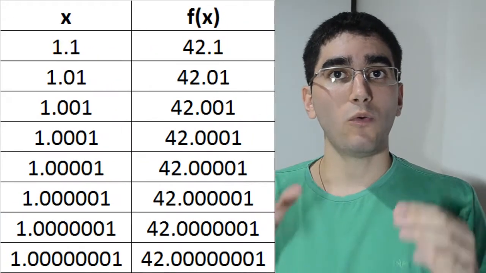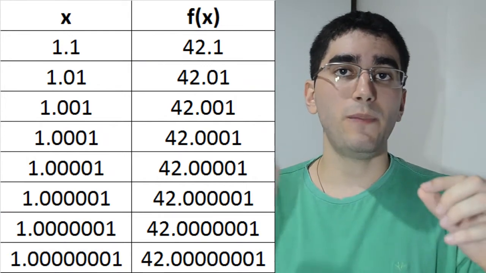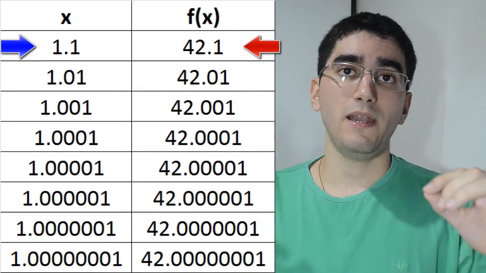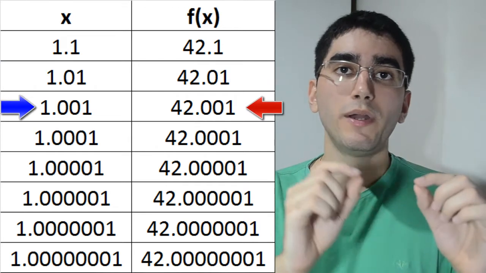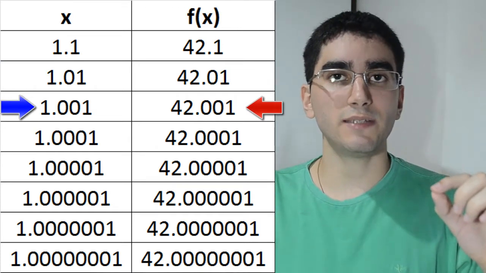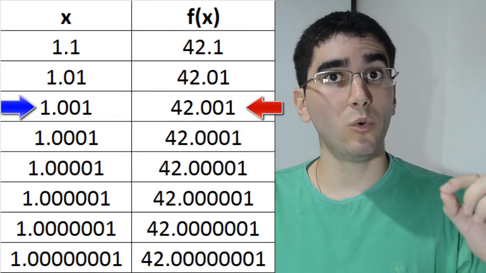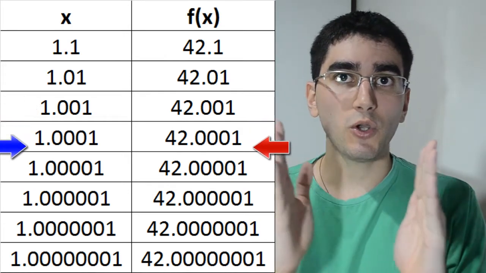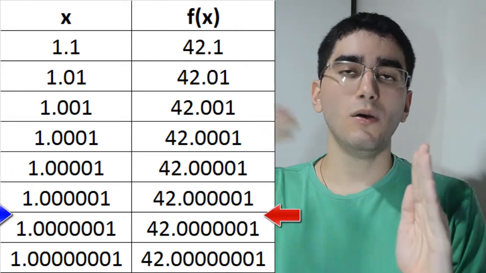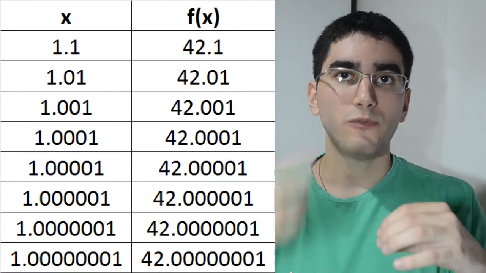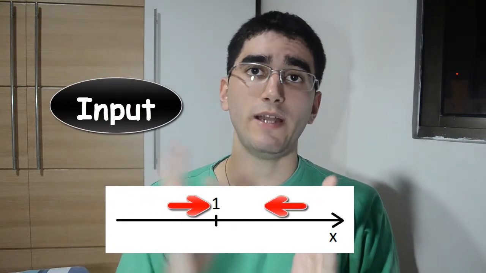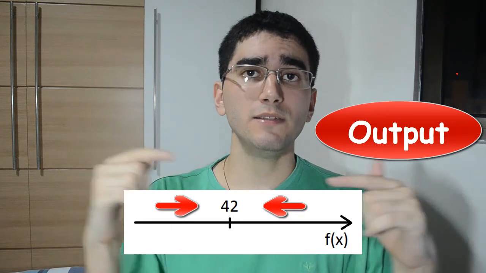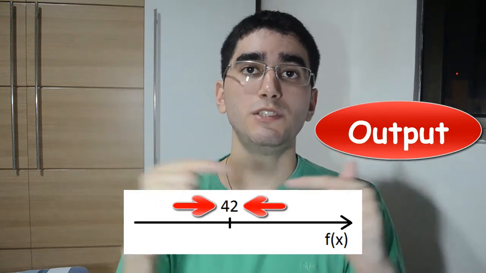Similarly, if I approach 1 from the right hand side, that is, if I plug in for instance 1.1, then f of x equals 42.1. Same way, if I plug in 1.001, I get an f of x equal to 42.001. You see, the more I get closer and closer to 1 from the right hand side, also the f of x will approach 42. Okay? So in the example I just gave you, either if I approach 1 from the left hand side or the right hand side, the output value tends to be the same number. It converges to 42.